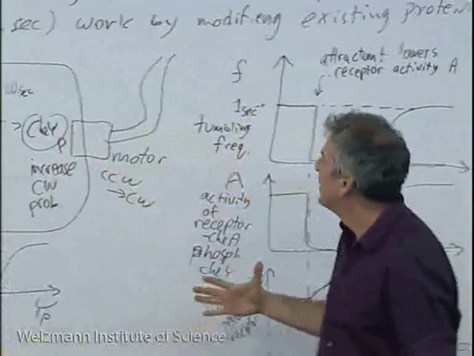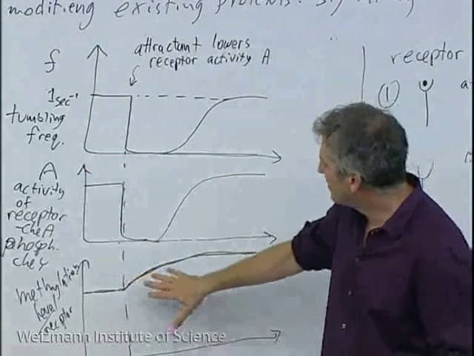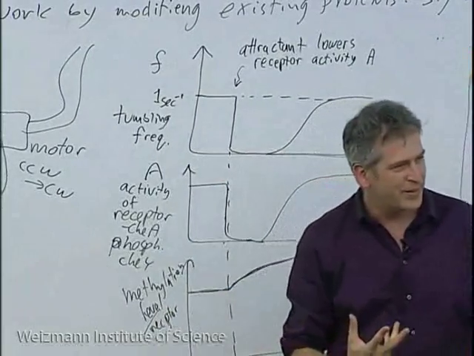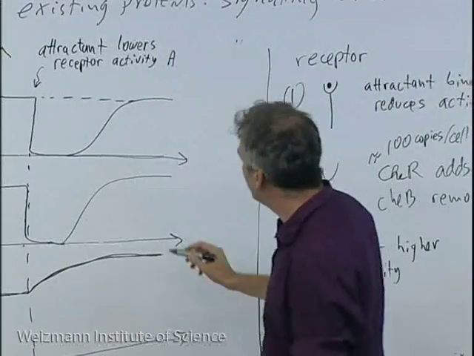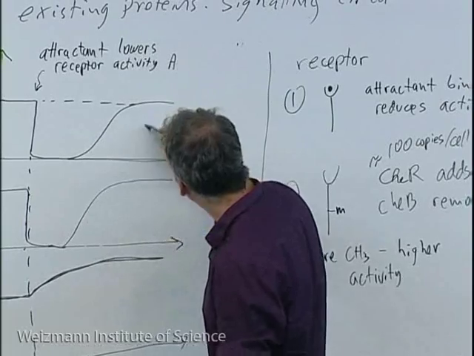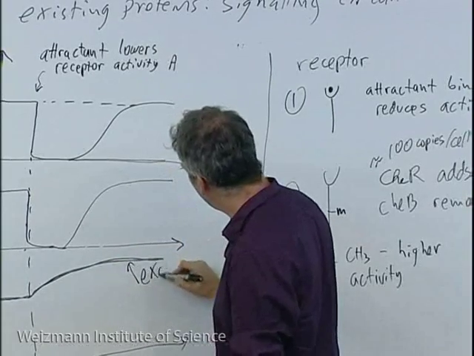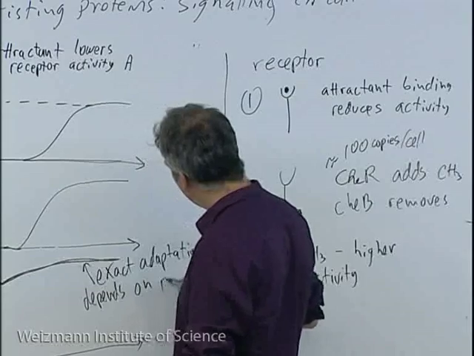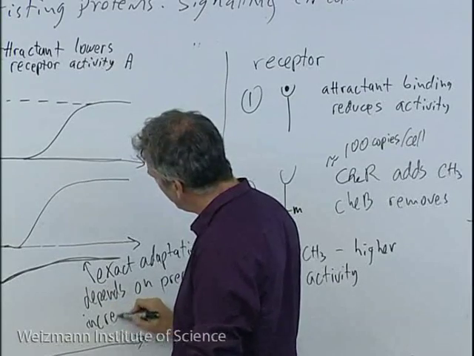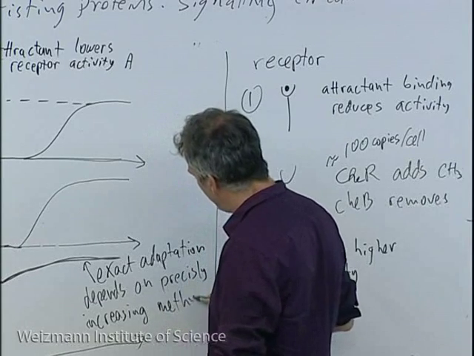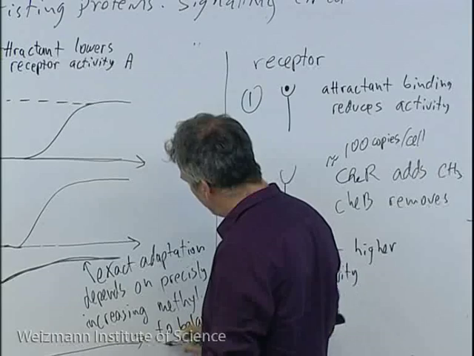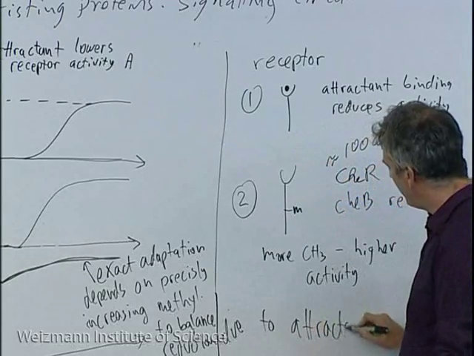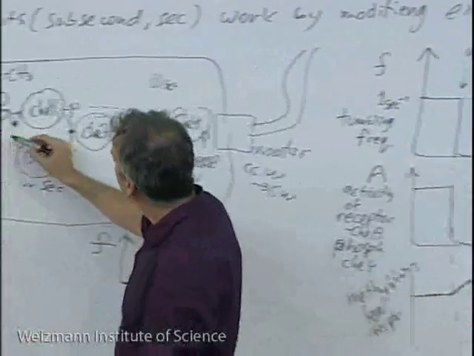The question is, what is it about adding attractant that causes the shift between CheR and CheB in order to increase the methylation rate? There has to be a feedback in the system or something. So that's very, very perceptive. Exact adaptation depends on precisely increasing the methylation to balance the reduction due to the attractant. So there has to be something here that feeds back.